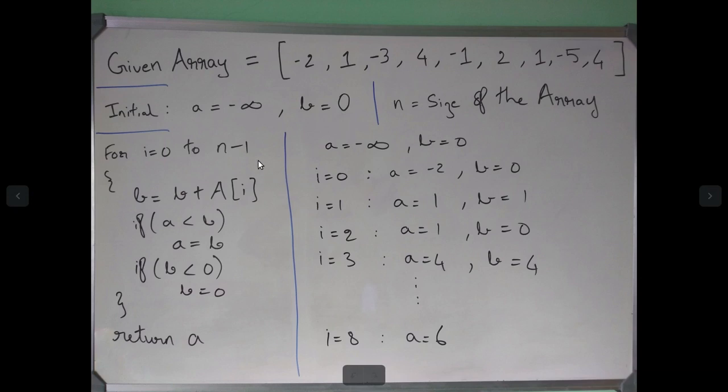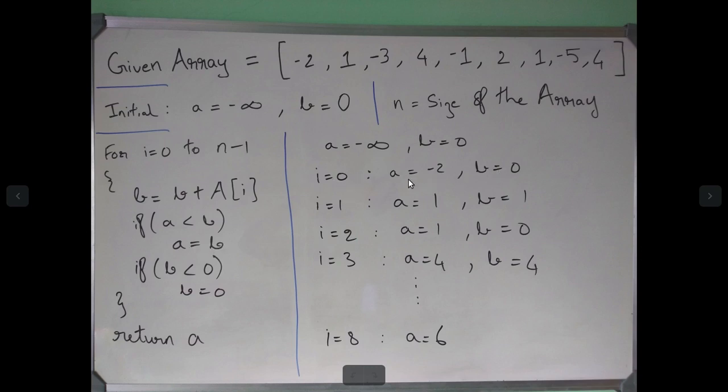Going ahead with this algorithm, initially, as you can see, the value of b is 0. We traverse the array from the 0th element till the end of the array, and we add the ith element of the array at the ith iteration. Initially, since i is 0, a of i will be minus 2. We add minus 2 to 0, and b's value becomes minus 2. Now a, being minus infinity, is obviously lesser than b. So a is equal to b, so a is equal to minus 2 right now.